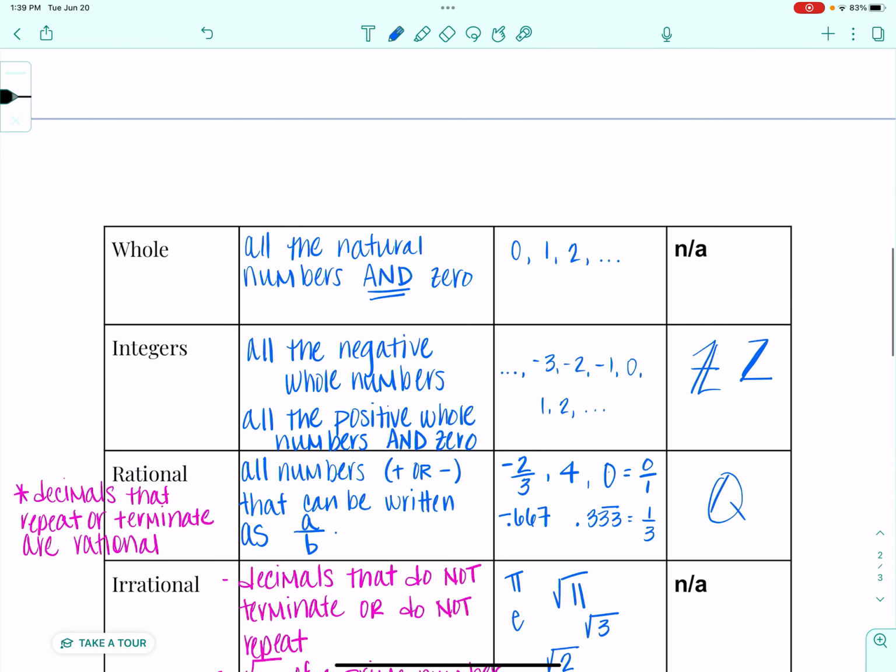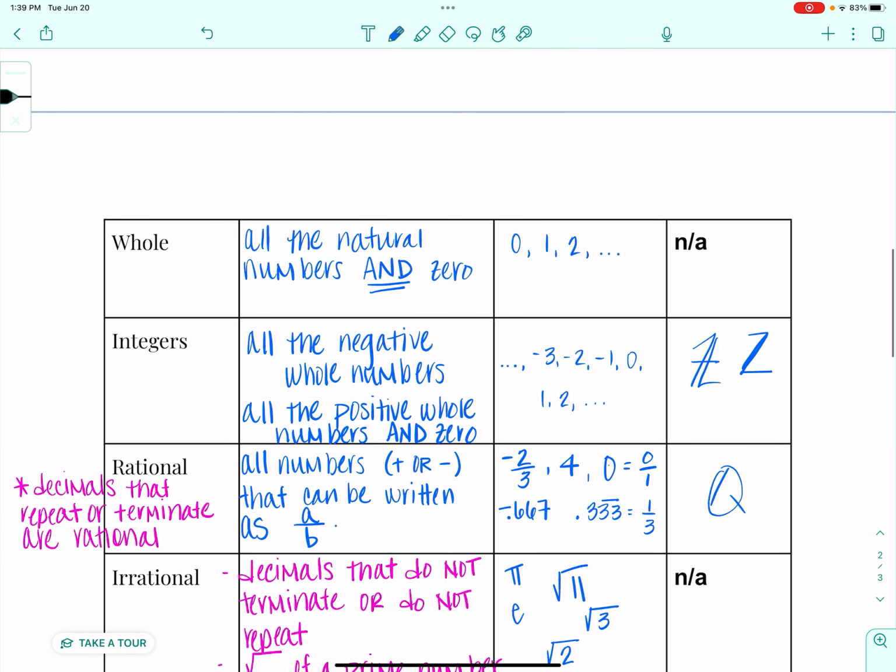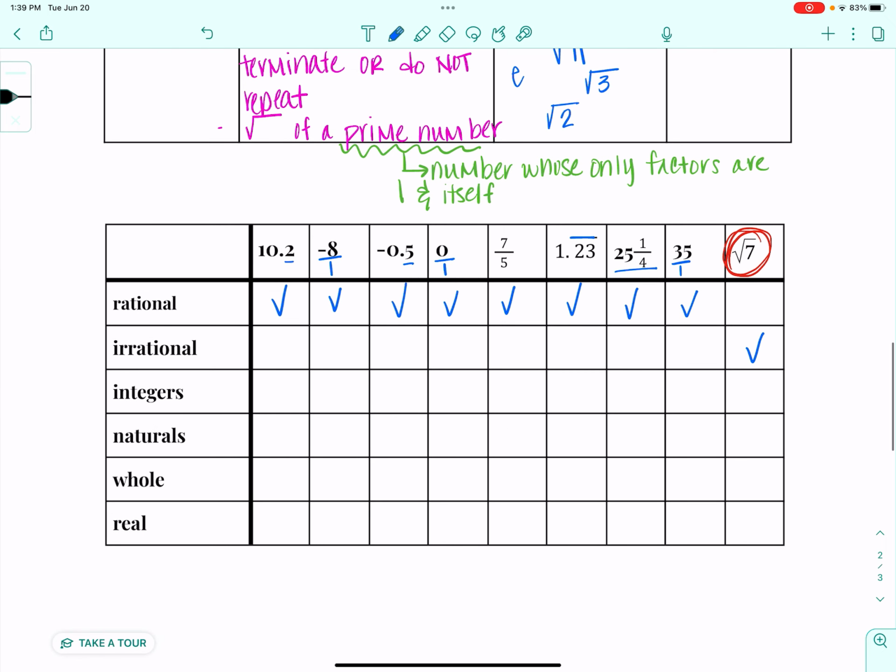The integers were all of the negatives, all of the positives, and 0. Well, here is a negative and a 0 and a whole number that's positive. But for the integers, we had to throw out the decimals. So that means 10.2, negative 0.5, 7/5, all of those don't count as integers.